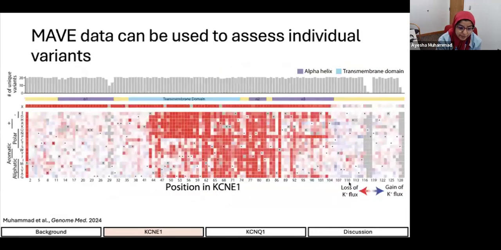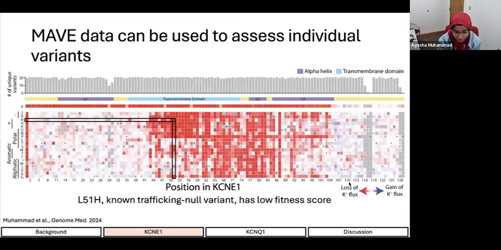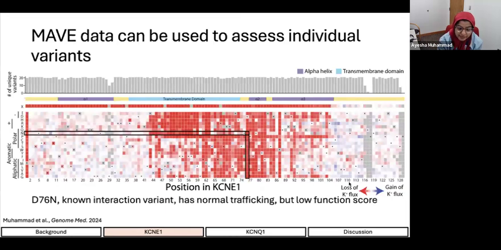Apart from looking at big structural trends, MAVE data can also be used to assess individual variants. So for example, L51H is a known trafficking null variant, and it has a low fitness score in our assay. And then D76N, which is a known interaction variant, has normal trafficking scores in our trafficking assay, which I'm not showing here, but a low function score as indicated by the red here.